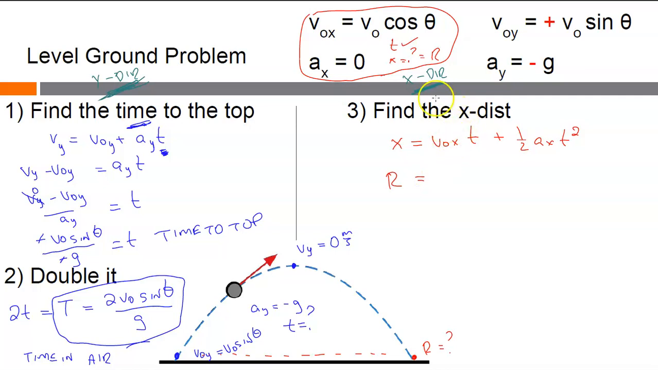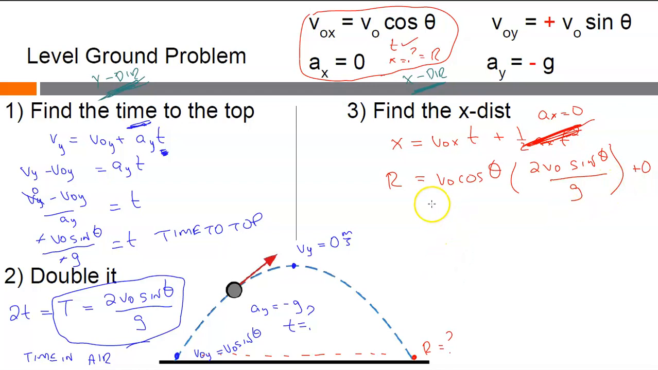I see that v naught x is actually v naught cosine theta. This time, here's the time that it spends in the air. So I'm just going to drop that in. Look like that. And all of this stuff, the second term, goes away because a sub x equals 0, right? Half times 0 times t squared. All that's going to cancel out. I'd get a plus 0 over here. That doesn't do anything, so just ignore it.